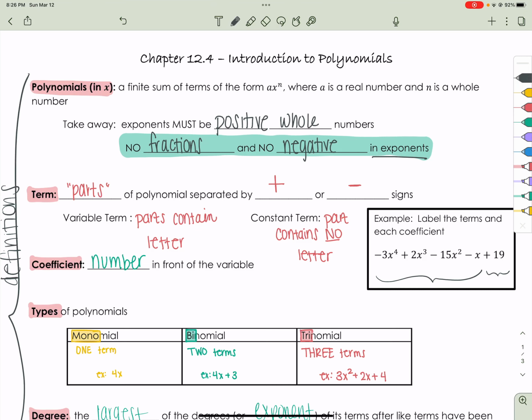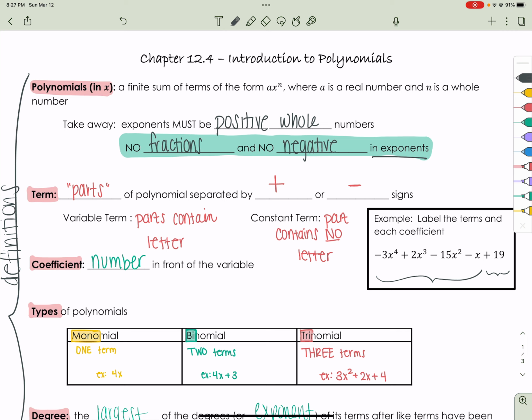So in this video, we're going to introduce polynomials. The first part of the notes is just a whole bunch of definitions. So I went ahead and filled in the blanks, and I'm just going to talk through it in this video. So the first new term we have is a polynomial.